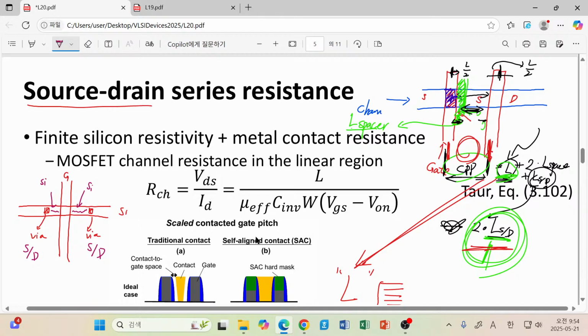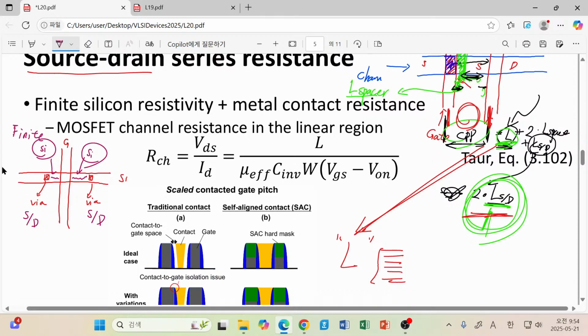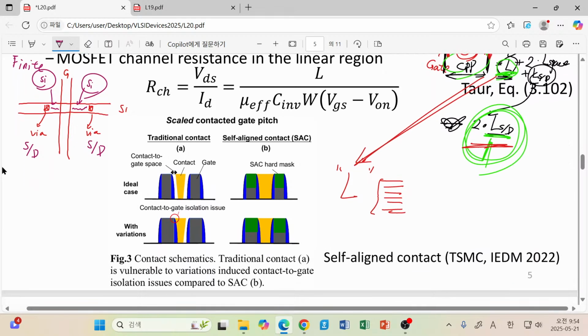So simply speaking, although silicon is highly doped as much as possible, compared with metal conductivity, this is still a finite value, and they contribute a real finite resistance. So when we model our transistor, we have to draw it in this way.